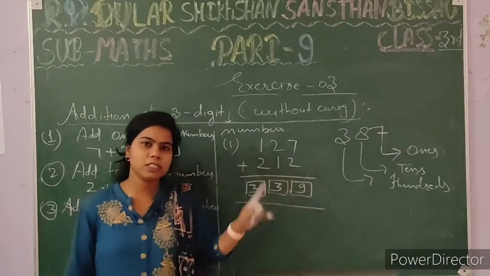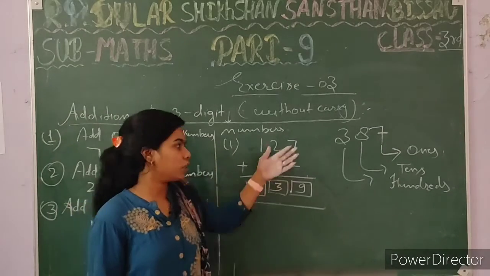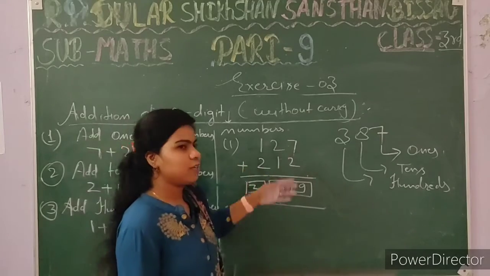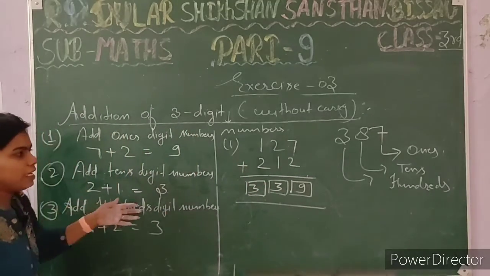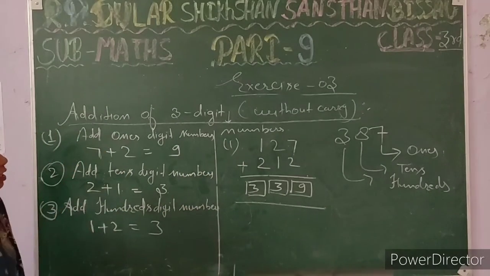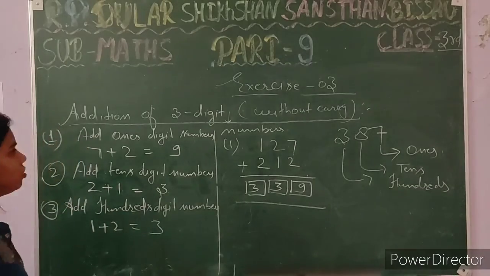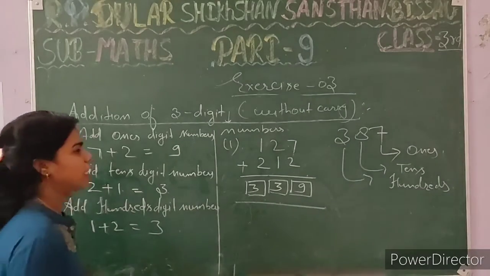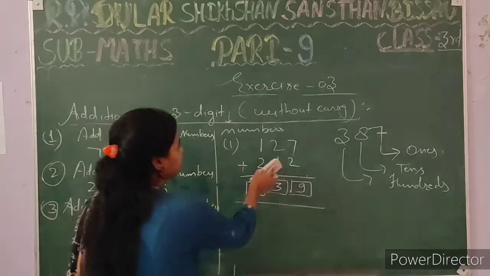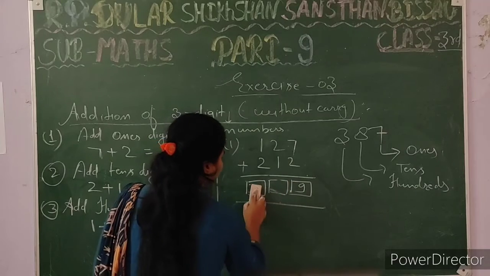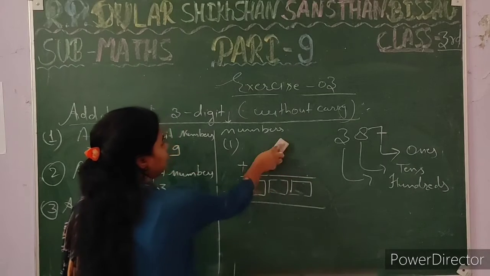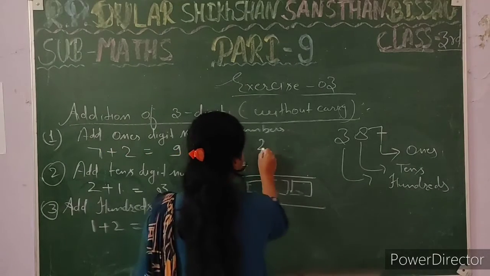First step, add the ones digits of both numbers, because we have 2 numbers, two 3-digit numbers. First of all add the ones digits, then add the tens digits, then add the hundreds digits. So we have 3 steps. I tell you 3 steps to add 3-digit numbers. We write another example to add 3-digit numbers also. I will change both numbers.